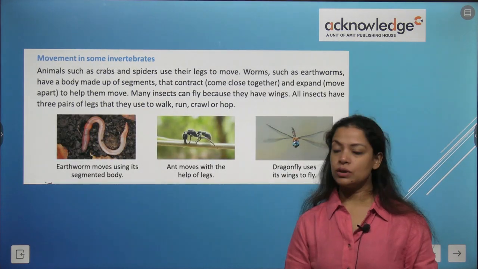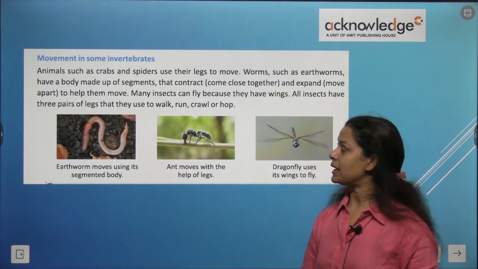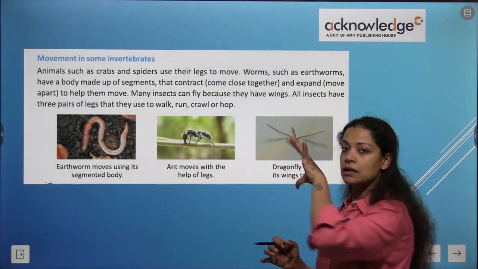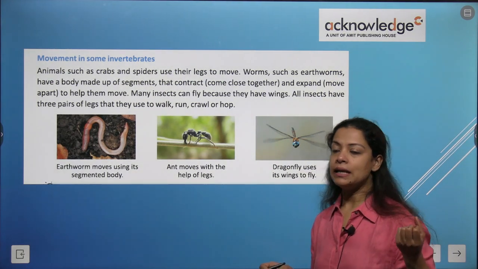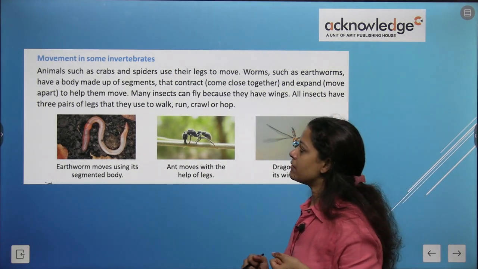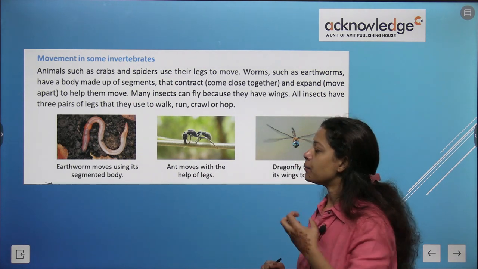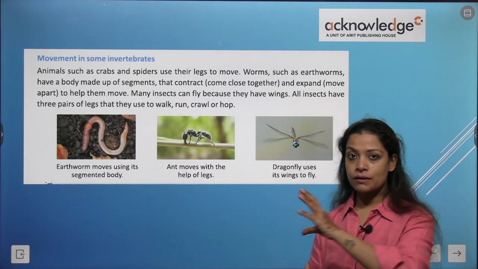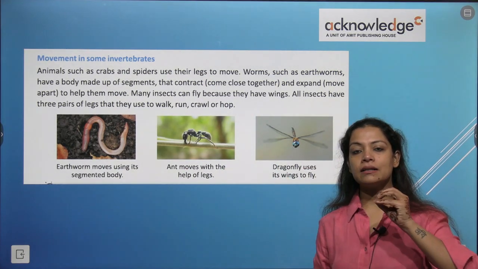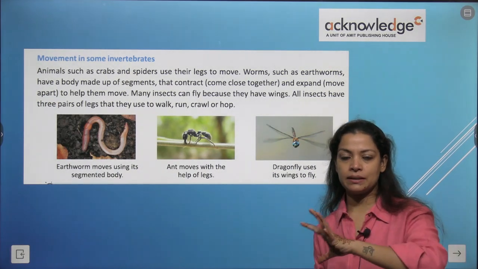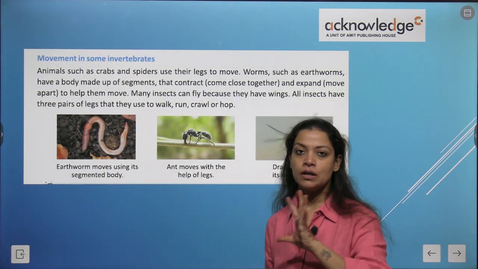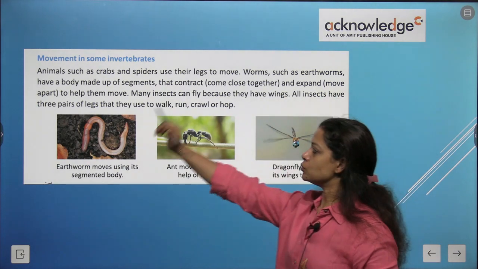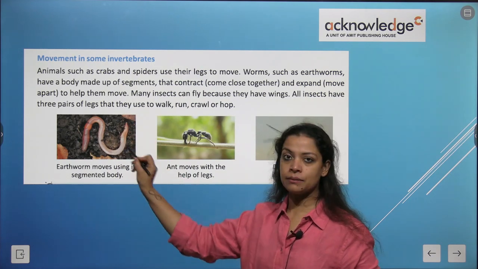Now movement in some invertebrates. Animals such as crabs, spiders, they use their legs to move. Correct? आपने देखा होगा कुछ insects they crawl, they move using their legs. Now worms such as earthworm have a body made up of segments. Earthworm की body इस तरह से segmented होती है and which contract and relax. तो जब वो contract करते हैं, जब वो छोटे होते हैं तो वो एक step लेते हैं. When they relax, they again move forward. So their movement is entirely different and they expand to move apart, which helps them in moving.